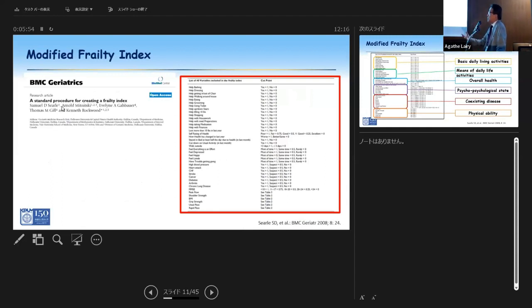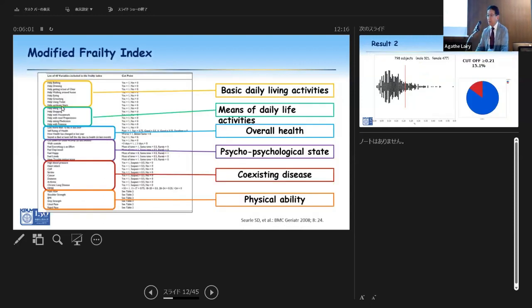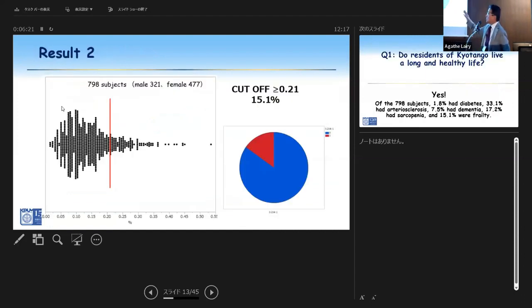We calculate the modified frailty index from 14 parameters. These parameters include living activities, daily life, overall health, psychological status, complicated disease, and physical abilities. I'm showing this slide. This is the result for the about 800 subjects. More than 0.21 is diagnosed as frail. Just 5.5% are diagnosed as frail. It's also a very low incidence of frailty in these older persons.